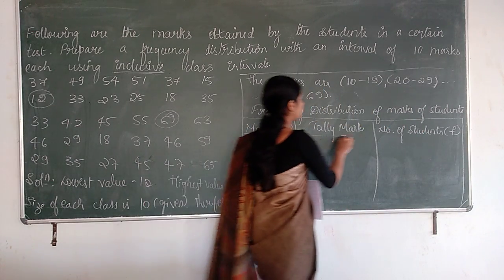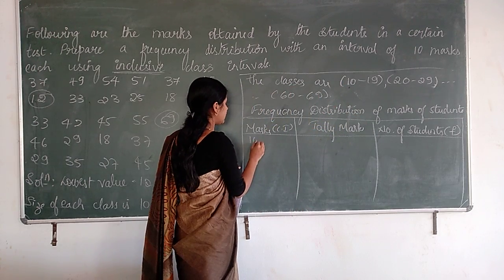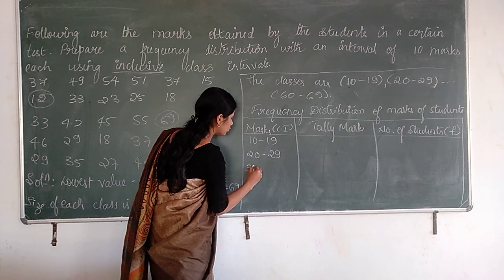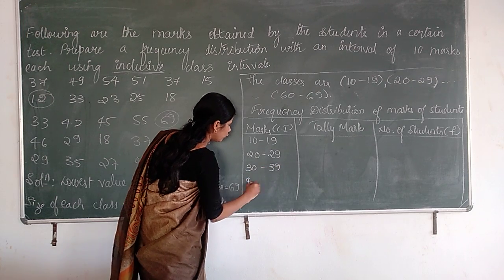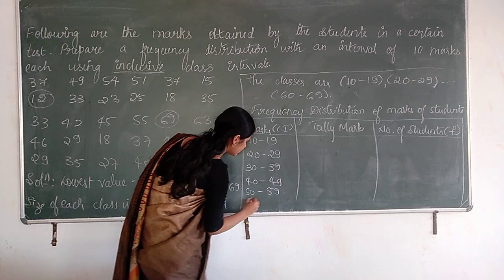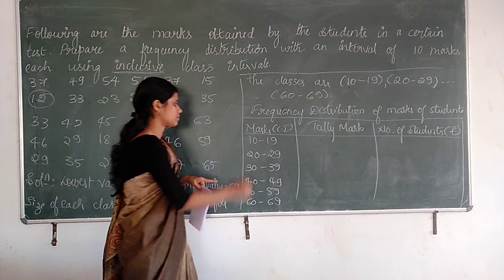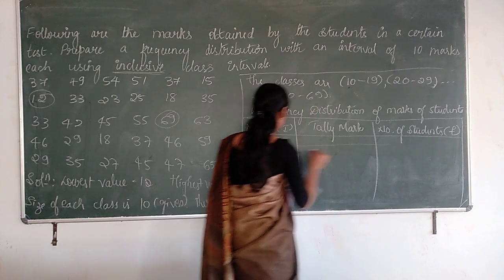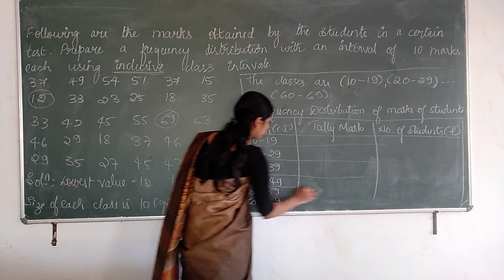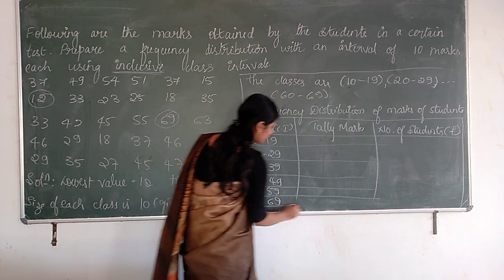So first of all we will write the class intervals. We have determined the class intervals as 10 to 19, 20 to 29, 30 to 39, 40 to 49, 50 to 59, and 60 to 69. So these are the class intervals. Now we will mark the tally in front of each class based on the values given, or based on the marks of students.